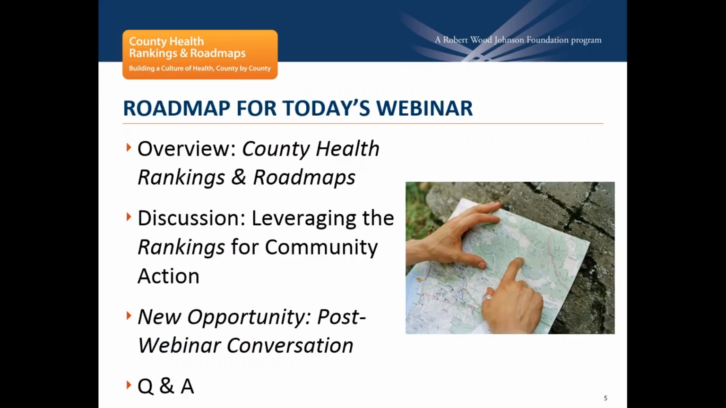So let's get started by reviewing our roadmap. Today we're going to start with an overview of County Health Rankings and Roadmaps, and this is going to be a pretty quick overview, so if you're new to County Health Rankings and Roadmaps, or if this is your first webinar, I'd encourage you to go on our website and check out the 101 introductory webinar, which is archived there. Then we're going to move into our discussion around the ways in which you can leverage the rankings for community action. We're going to share a new opportunity towards the end of the webinar and invite you to join us for a post-webinar virtual session to continue the conversation. And then we're going to spend a little bit of time answering your questions.